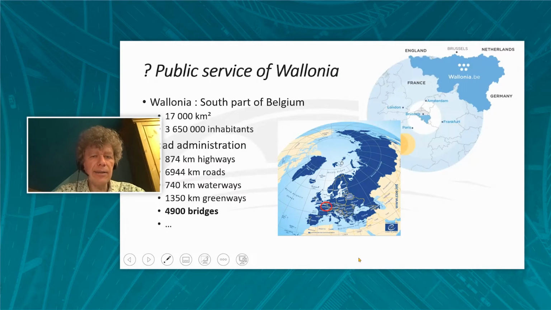I say that I came from Belgium, and more precisely from Wallonia. Belgium, as you can see here, is a little country in the center of Europe, and this country is divided into two districts, and Wallonia is the south district. It's not very big, as you can see here, about 3.5 million inhabitants. I'm working in a road administration. We are managing highways, roads, waterways, greenways, and of course bridges, with about 5,000 bridges.